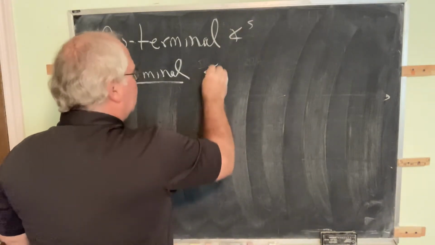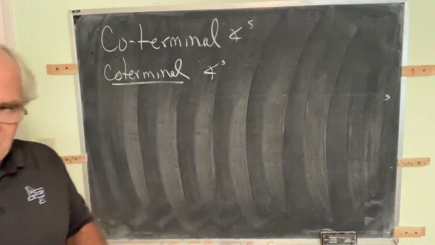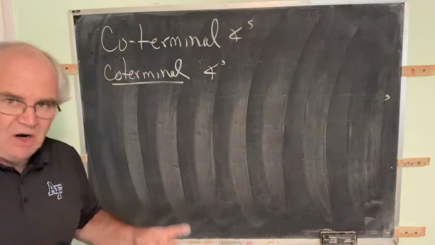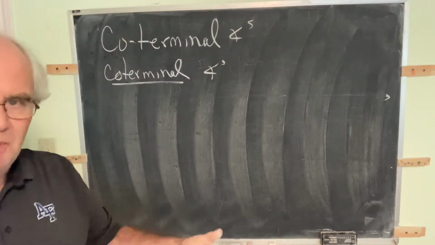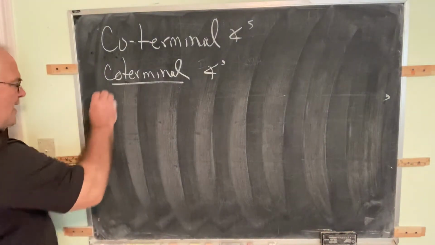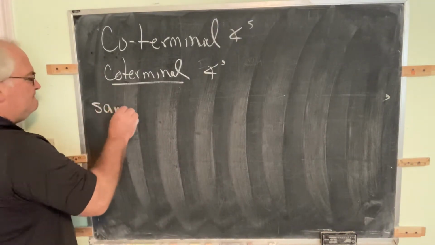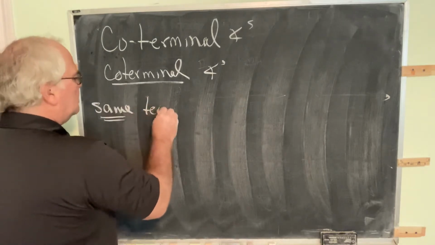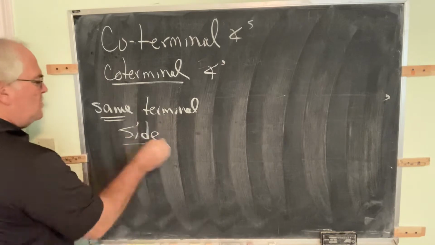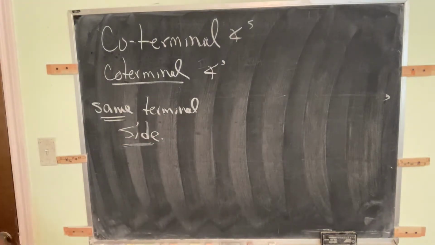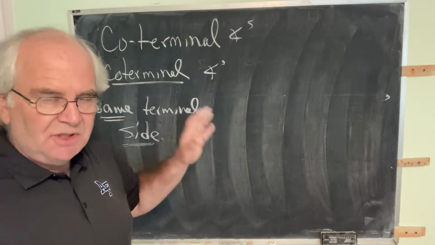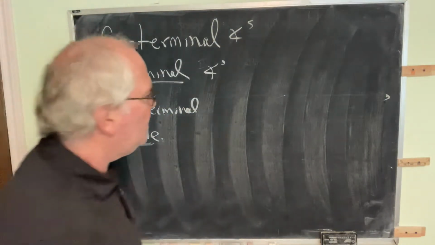Coterminal angles. And just like supplementary angles and complementary angles, this is a pair of angles. So you need to have multiple angles for this concept to apply. This is two angles that have the same terminal side. If two angles have the same terminal side, and it is very convenient to express these pictures in standard form.